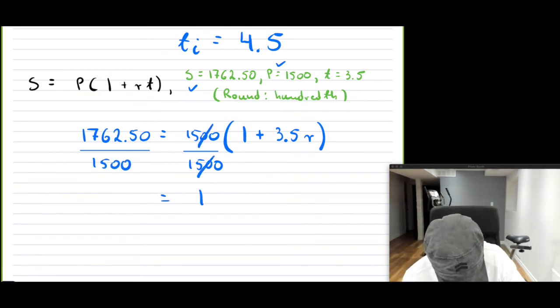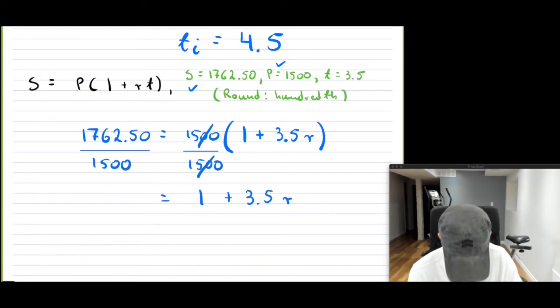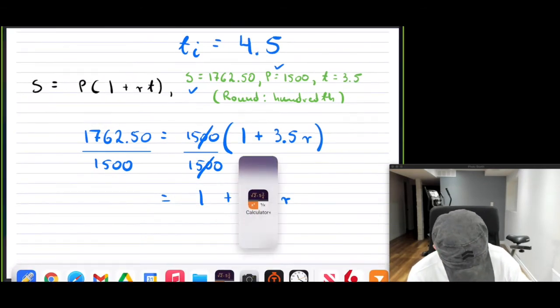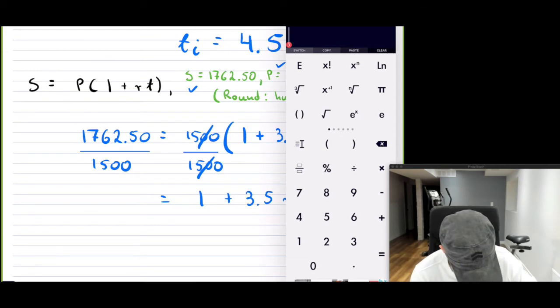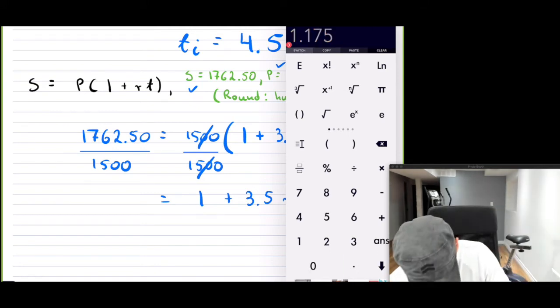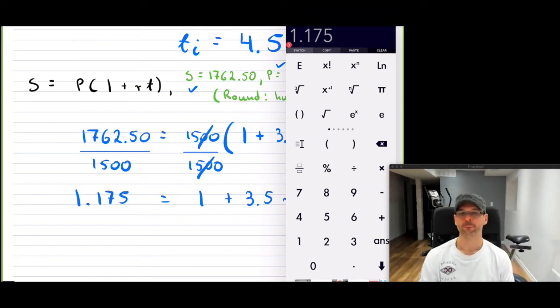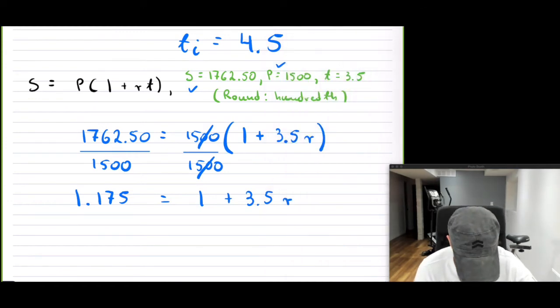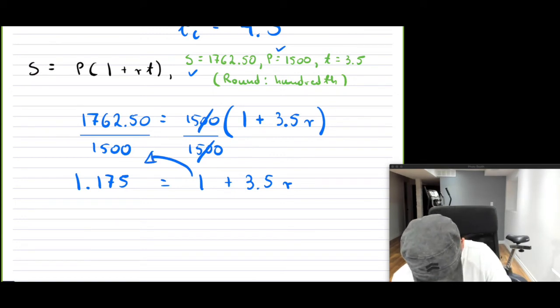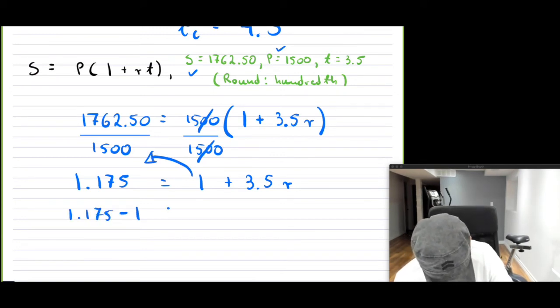And then on the right hand side, all you have left now is just this. Now the problem sometimes, if I bring the calculator back here, 1762.50 divided by 1500. Sometimes when you divide, you get a very long decimal number and then you have to keep it. In this case, it works out very nicely for us, so this is what we have. And now I'm going to shift the 1 over to this side. So 1.175 minus 1 is going to be 3.5 R.